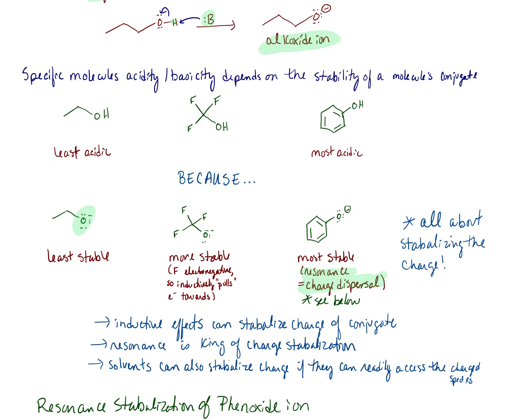Okay. In between, we have inductive effects, where fluorine in this case is able to help pull the electrons towards it. So that basically is going to pull the electron density to the other side of the molecule, which will give some stability to that negative charge on the oxygen. It helps the oxygen out a little bit, okay?